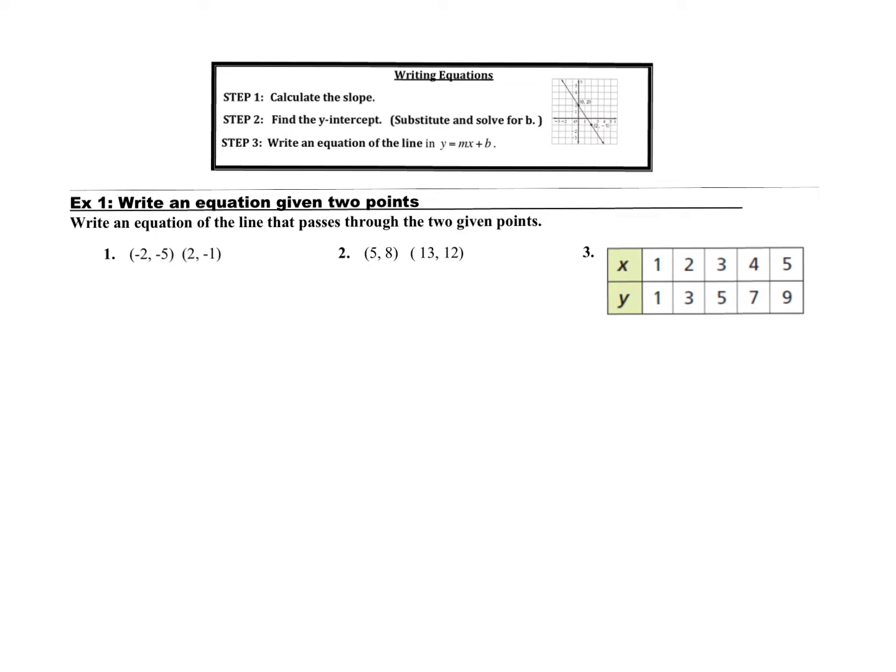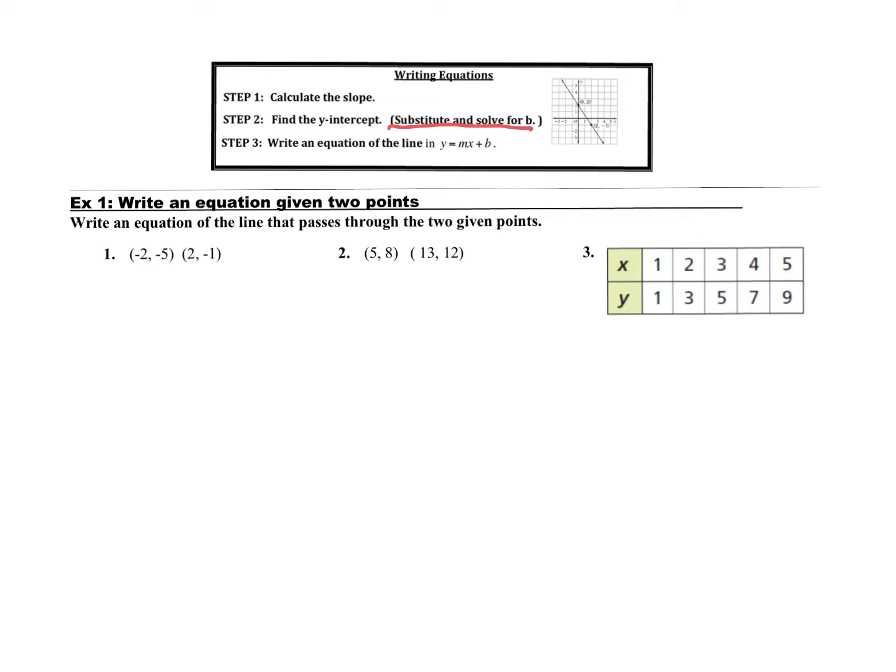In this lesson, we're going to write linear equations in slope-intercept form, where you're having to find the y. All right, so let's go back and review those steps in writing an equation. The first step is always to find the slope. The second step is always to find the y-intercept. And then we've added this part where we substitute and solve for b right here.